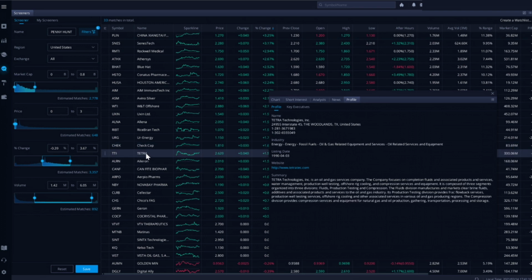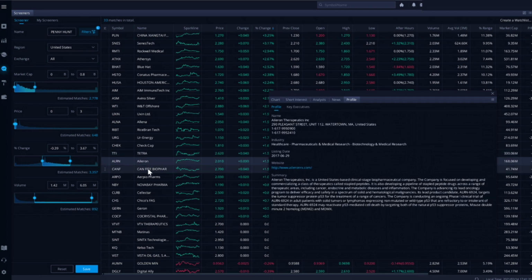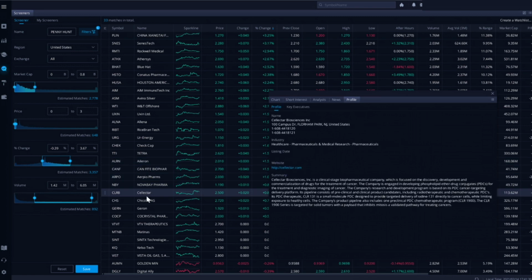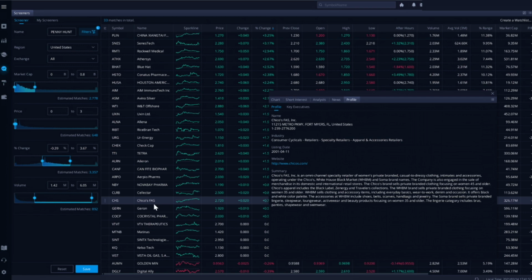Boy. Tetra, oil, gas, no. Another biopharmaceutical company developing and commercializing a class of therapeutic called stapled peptides. Cancer, medical, man. Another biopharm, Selector Biosciences, biopharmaceutical company, discovery and development of drugs that compete with cancer. So, is every penny stock on here a freaking bio company? How long do we have this survival list? All right.